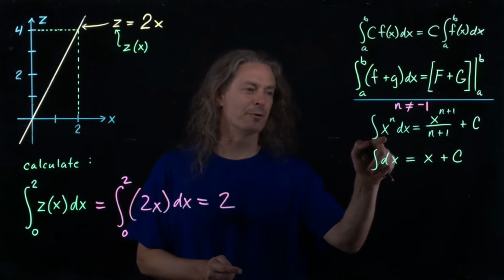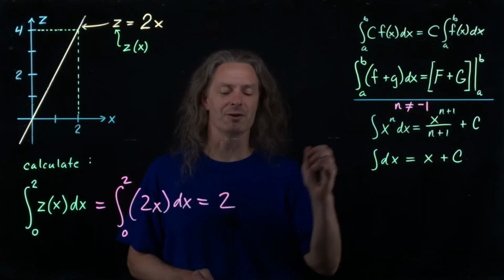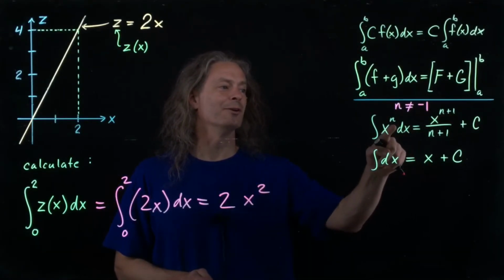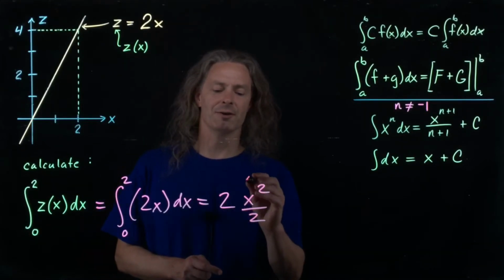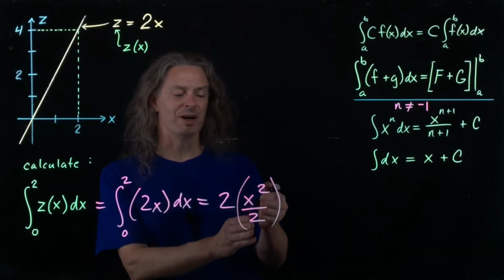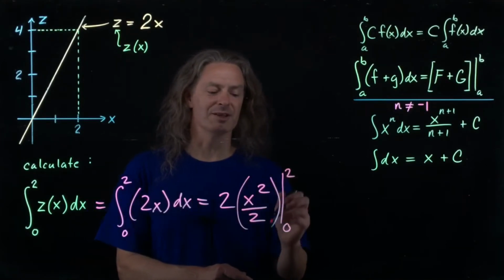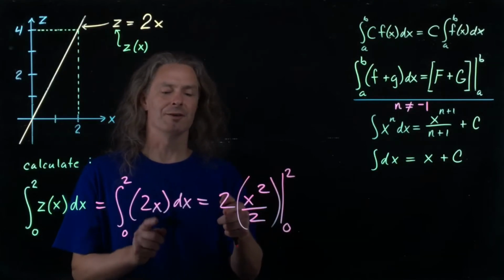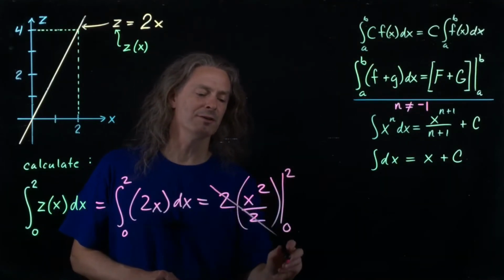So using our formula, if I had x to the first power, it would become x to the 1 plus 1 power, so x to the second power. And then I divide by 1 plus 1, divide by 2. All right, so this would be the result of my antiderivative calculation. Here I've got my limits, and then this is the 2 that came out of the integral according to this first rule. All right, 2 divided by 2 is 1.